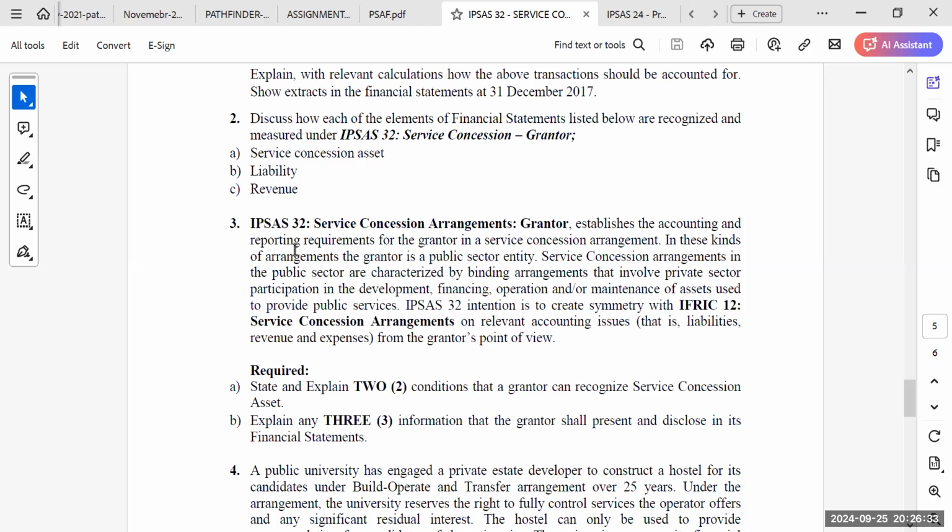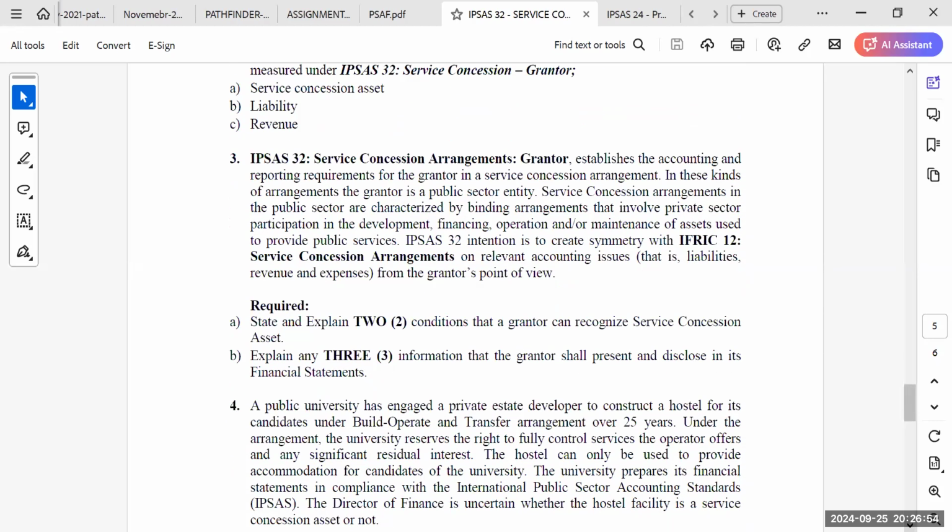IPSAS 32's intention is to create symmetry with IFRIC 12, service concession arrangements, on relevant accounting issues, that is, liabilities, revenues, and expenses from the grantor's point of view. Required: A. State and explain 2 conditions under which a grantor can recognize service concession assets, and B. Explain any 3 information that a grantor shall present and disclose in its financial statements.